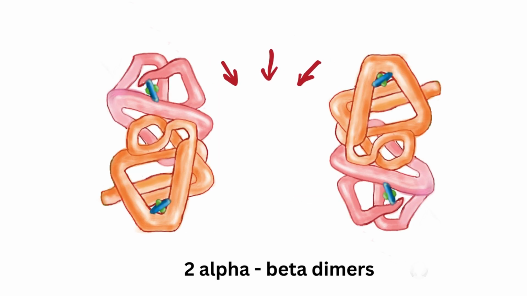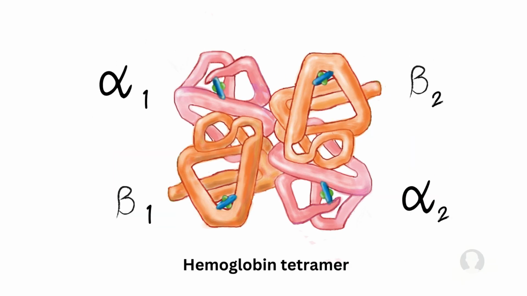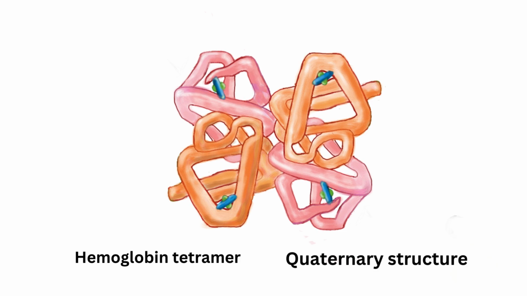Two alpha and two beta dimers come together to form a hemoglobin tetramer, the complete hemoglobin molecule alpha 2 beta 2, which is the predominant hemoglobin in adults, known as hemoglobin A. Hemoglobin A has a quaternary structure, which is the three-dimensional structure of the hemoglobin.